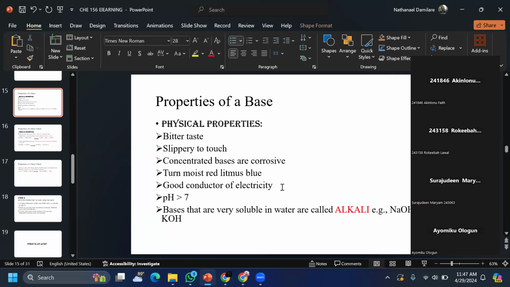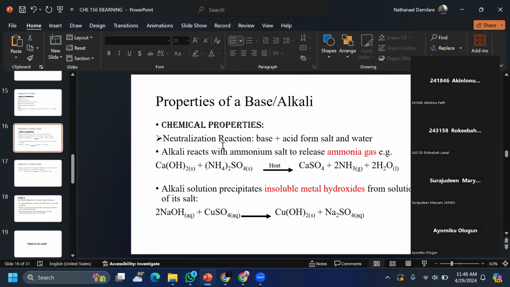And some bases are also good conductors of electricity, but their pH is above 7. It's 7 point something, 8 or 9, down to 14. And bases that are soluble in water, we call them alkalis. They also have their own chemical properties. Neutralization reaction is an example of that. And alkalis can also liberate ammonia gas, especially when they react with an ammonium salt.